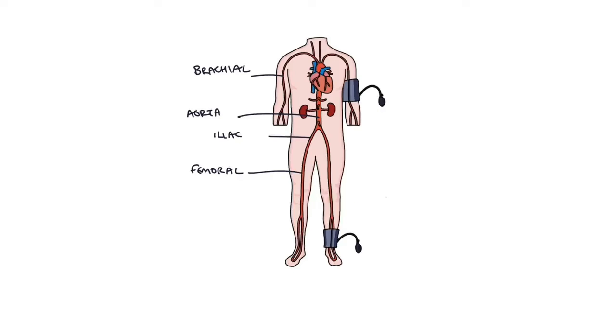Now imagine the person has peripheral vascular disease. Now we have an ankle reading of, let's say, 60, and we have a brachial artery systolic blood pressure of, let's say, 120. Now we have a result of 0.5. This is the ratio between the two.